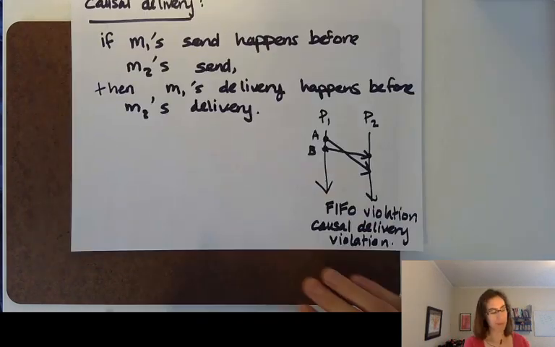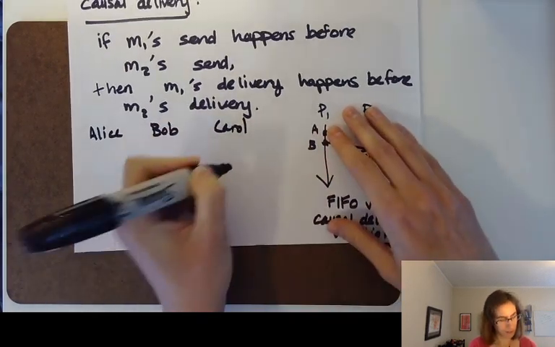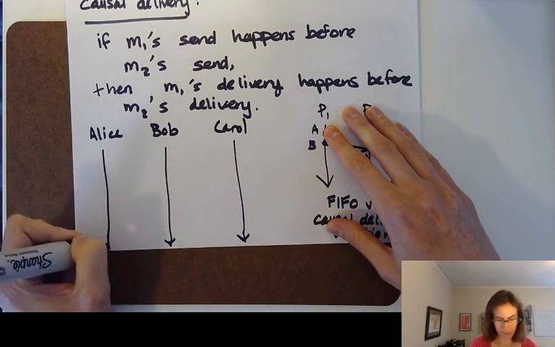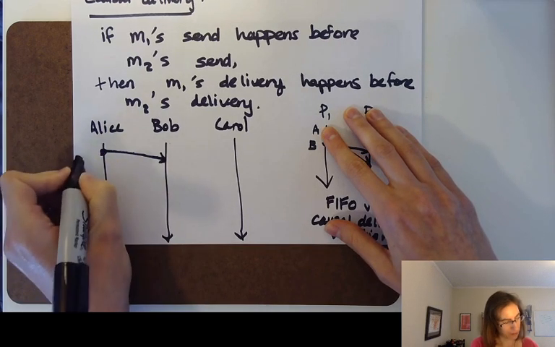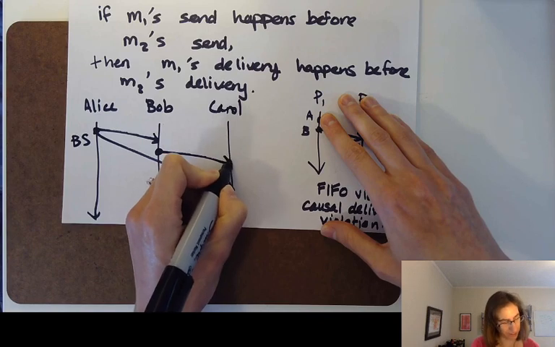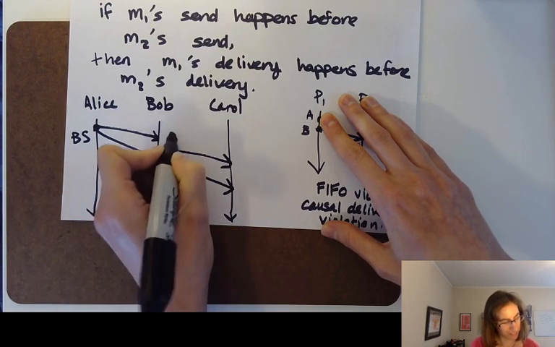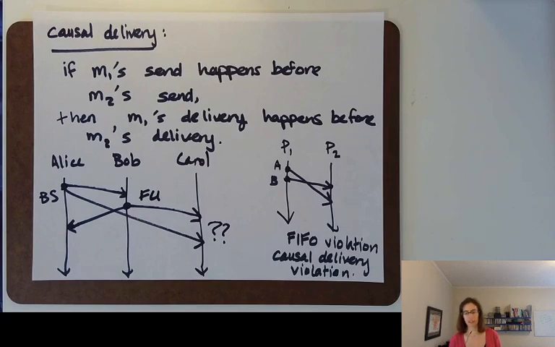Let's go back to our Bob Smells example. So we had Alice sending a message that said Bob smells. And Bob was sending his message in response, F you. Carol is confused. What kind of anomaly is this? Is it a FIFO violation? It's not a FIFO violation.